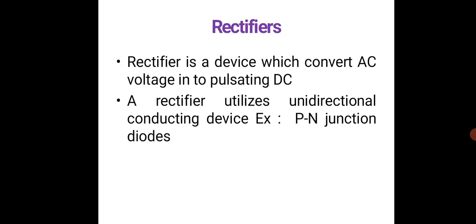A rectifier is a device which converts an AC voltage into a pulsating DC. Many of you will define it as a conversion of AC to DC, but it is not a DC, it is a pulsating DC. It uses a unidirectional conducting device. A very good example is a PN junction diode, so it conducts in one direction.